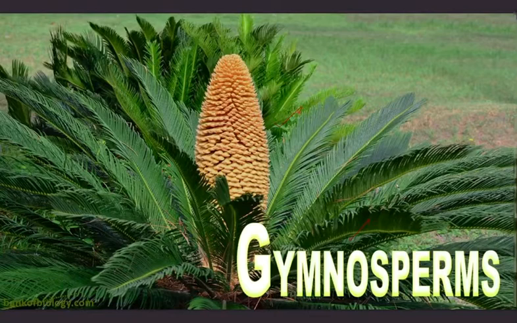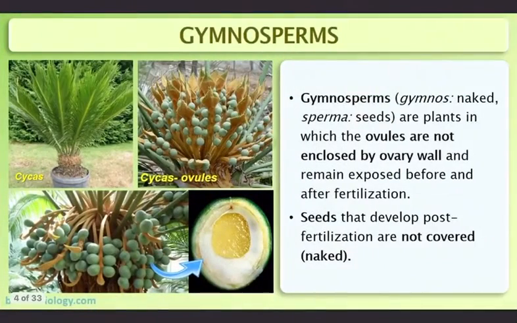If they are not covered and the seeds are exposed, naked, then we call all those plants gymnosperms. Gymnos means naked, sperms means seeds. So plants having naked seeds are called gymnosperms. Gymnosperms are plants in which the ovules, of course ovules become seeds, are not enclosed by the ovary wall and remain exposed before and after fertilization. Seeds that develop post-fertilization are naked.